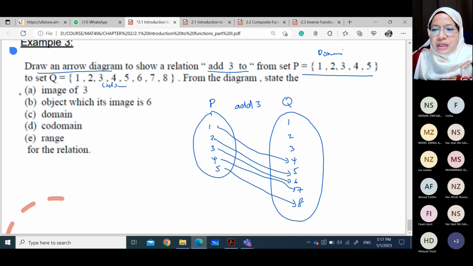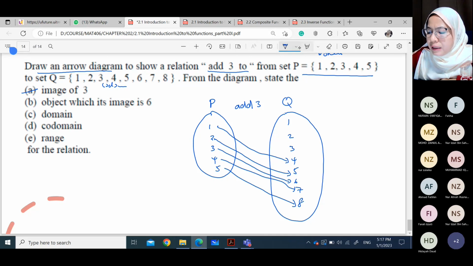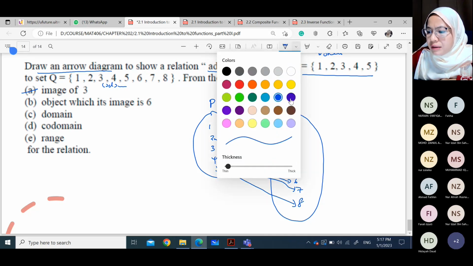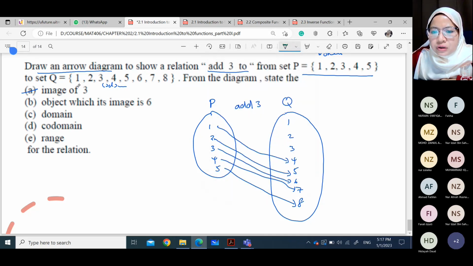Alright. So now the question asks you to state the image of 3. So the image of 3, kita tengok object 3 kat mana dia map. So image of 3 maksudnya objek dia adalah 3 yang ini. So the image of 3 here is 6. Okay. So jawapan dia adalah 6.